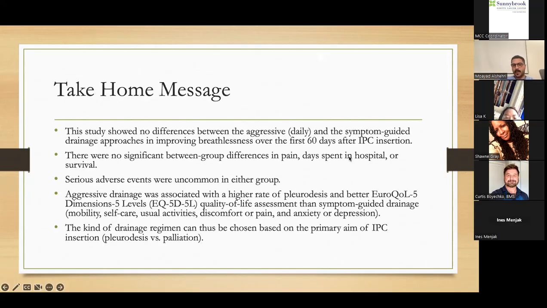Now, the take-home message from AMBLE-2: this study showed no difference between the aggressive daily and symptom-guided drainage approaches in improving breathlessness over the first 60 days after IPC insertion. There was no significant difference between the two groups in terms of pain, days spent in hospital, or survival. Serious adverse events were uncommon in either group. The aggressive drainage was associated with a higher rate of pleurodesis and better quality of life assessment. So more or less, the secondary outcome was met, which is the pleurodesis being expedited.